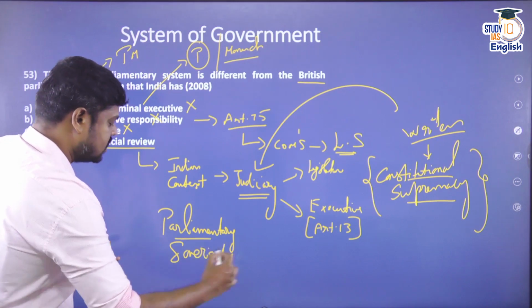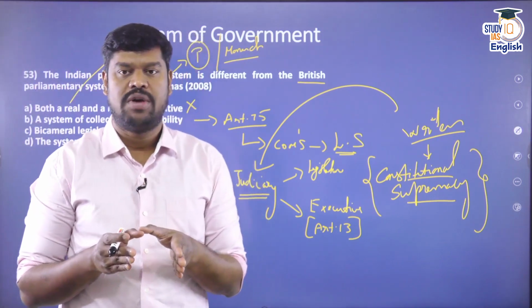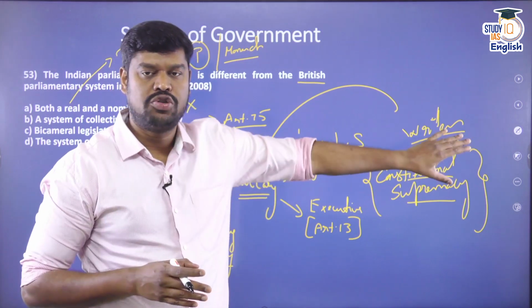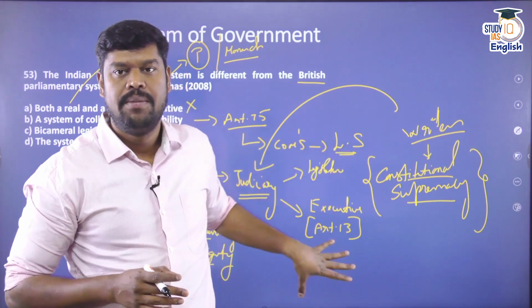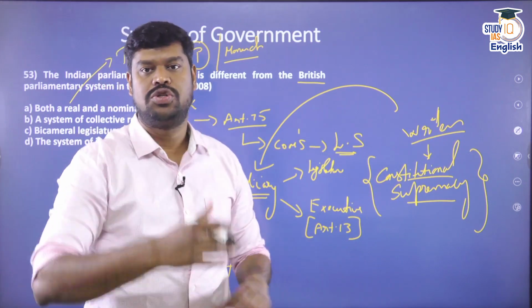They follow what is called parliamentary sovereignty. When you talk of parliamentary sovereignty, please understand, in constitutional supremacy, the constitution is supreme. But in parliamentary sovereignty, the parliament can make any law and they can keep changing their constitution.